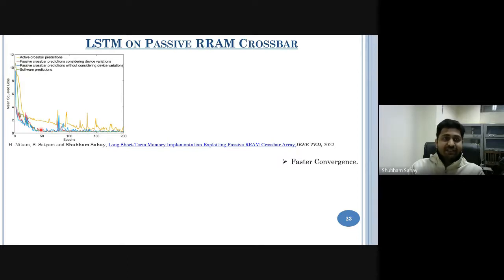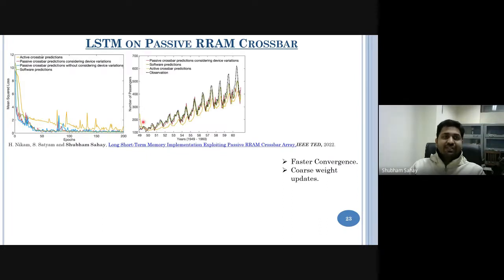A fast convergence essentially means that it can be trained very fast and with limited energy, and that is owing to the coarse weight update in your passive crossbars. Also, if you look at the predictions made by both of the LSTM implementations, this represents the trend of airline passengers between years 1949 to 1960. The black curve shows you the observation, and based on these observations, we were predicting the future by using active crossbar and by using passive crossbar. So you can see here that the passive crossbar, which is represented by this red line, follows the software predictions really well. The accuracy that this passive crossbar shows for this kind of future prediction is also quite impressive, and that is similar to active crossbar.